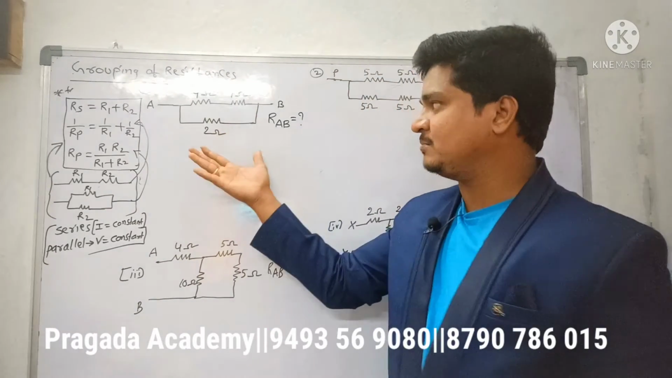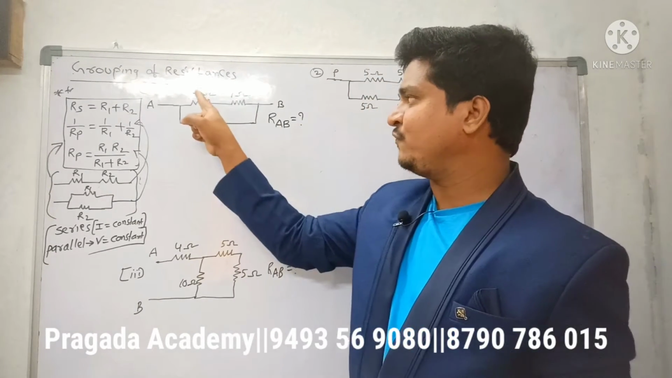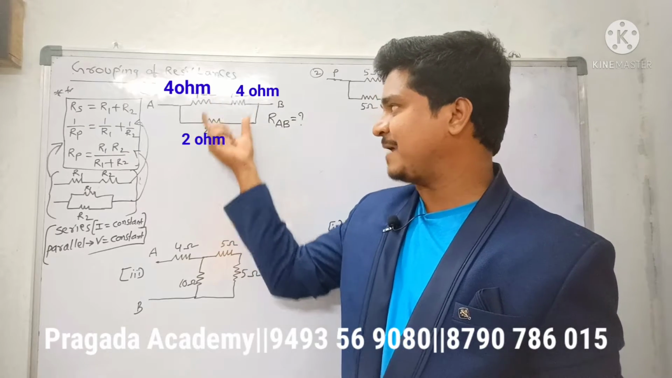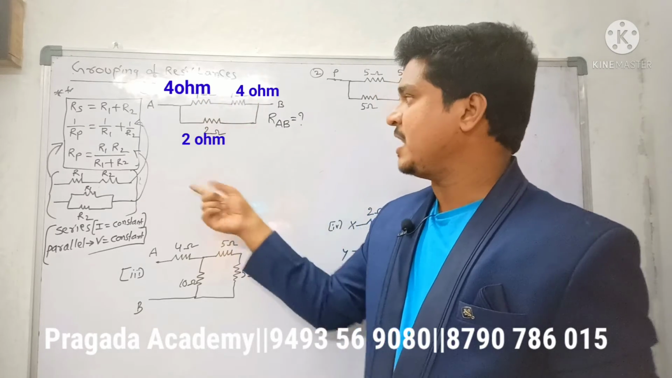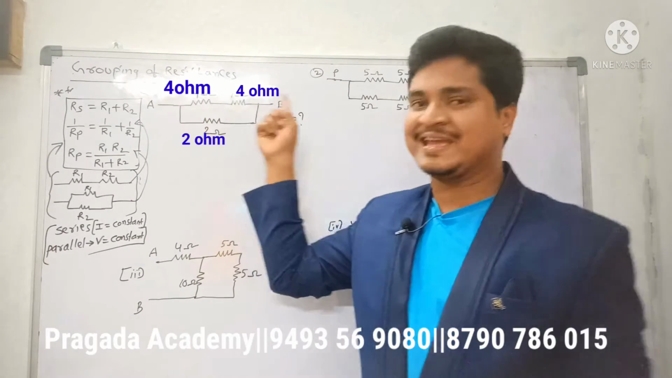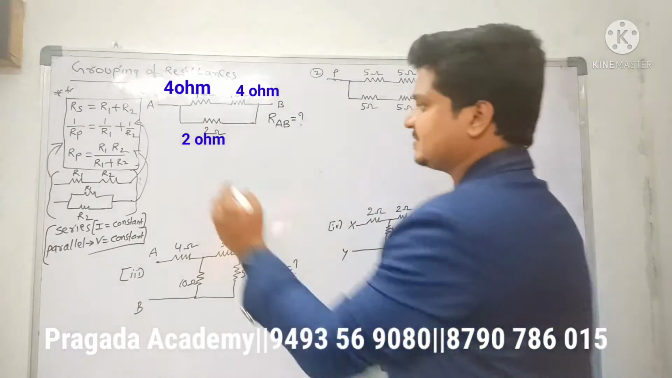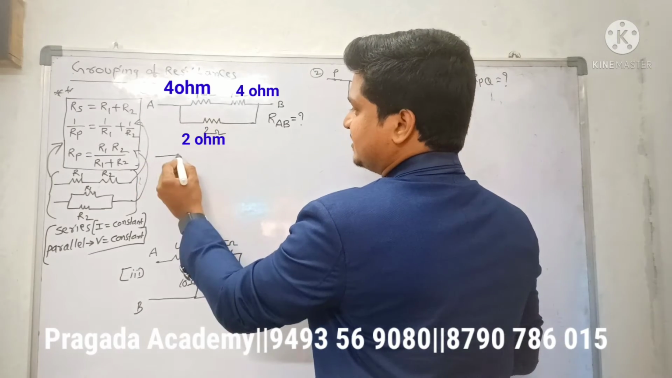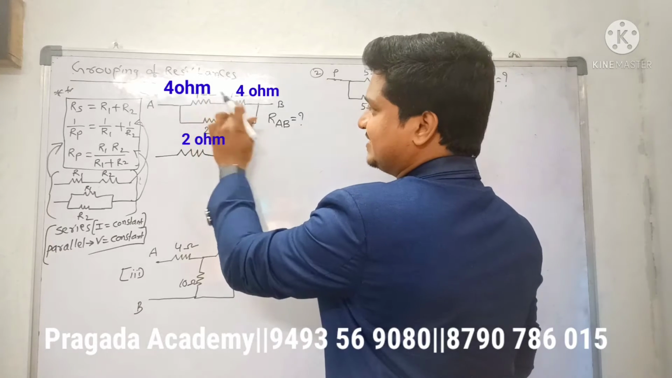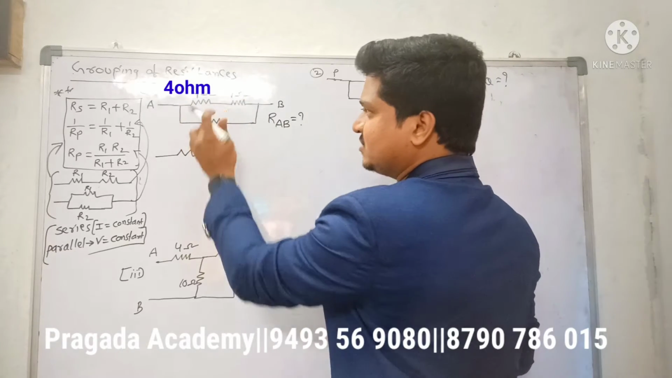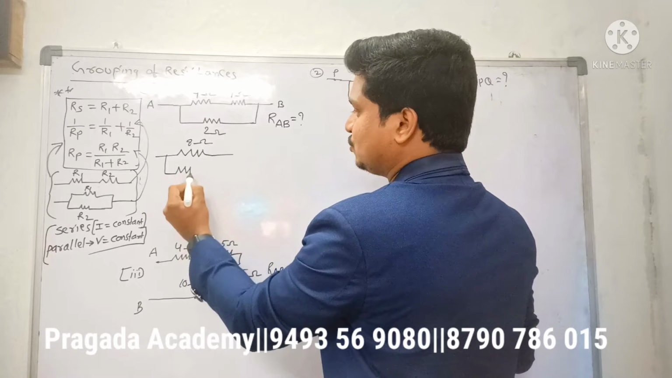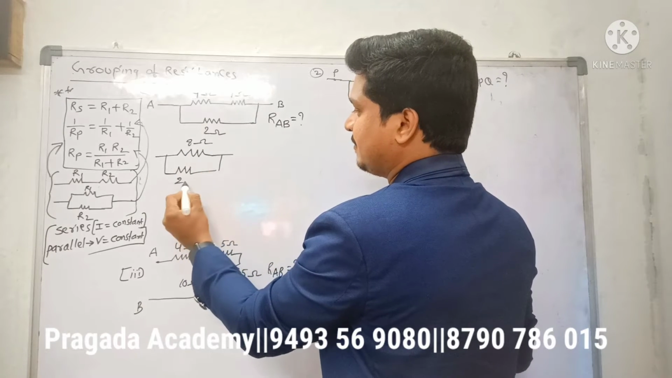Now coming to the first problem. Here they connected 4 ohm resistors in series, and a 2 ohm resistor is in parallel to the series combination, and they asked to find RAB, the equivalent resistance between A and B. For this we need to apply the series combination formula for the 4 and 4. If they are in series, we add the resistance values. 4 plus 4, how much? 8 ohm. Then the 2 ohm resistor is in parallel.